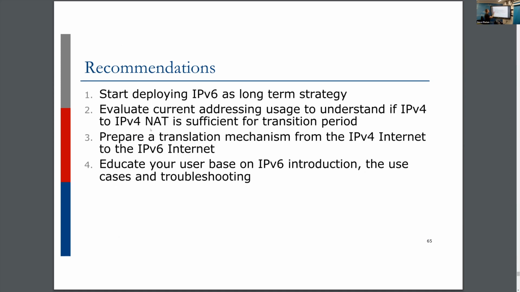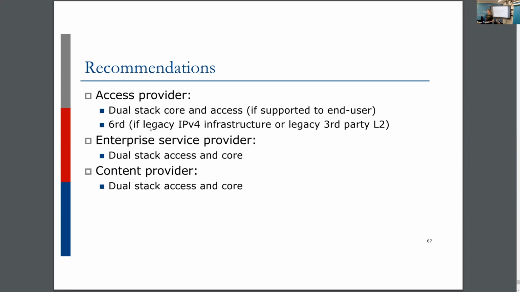So what do we say? Start deploying V6. Evaluate your current address usage. See if you've got enough V4 to tide you over. Prepare some sort of translation mechanism to get the V4 internet into the V6 internet, and educate your users on IPv6. What we recommend right now, dual stack. If you can dual stack, whether it be dual stack V6, V4 native, or dual stack with NAT, that's still better than not doing anything with V6 at all.